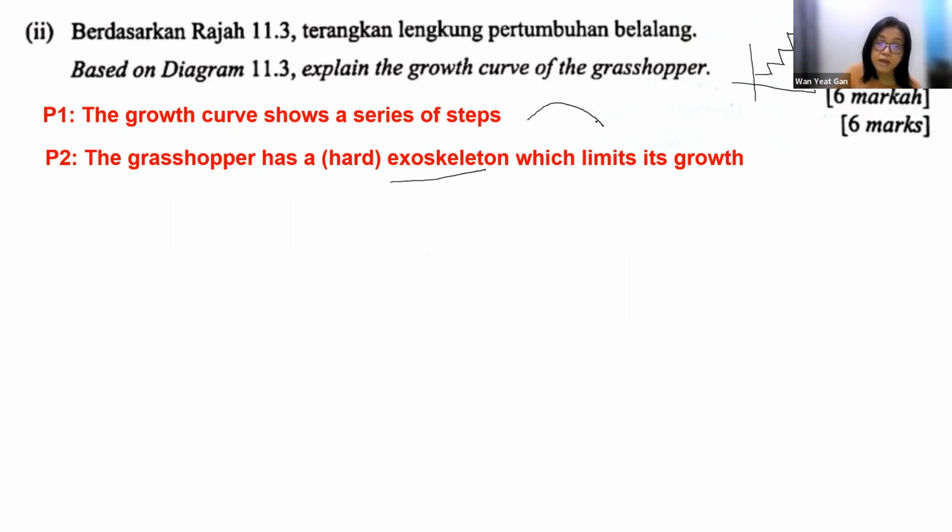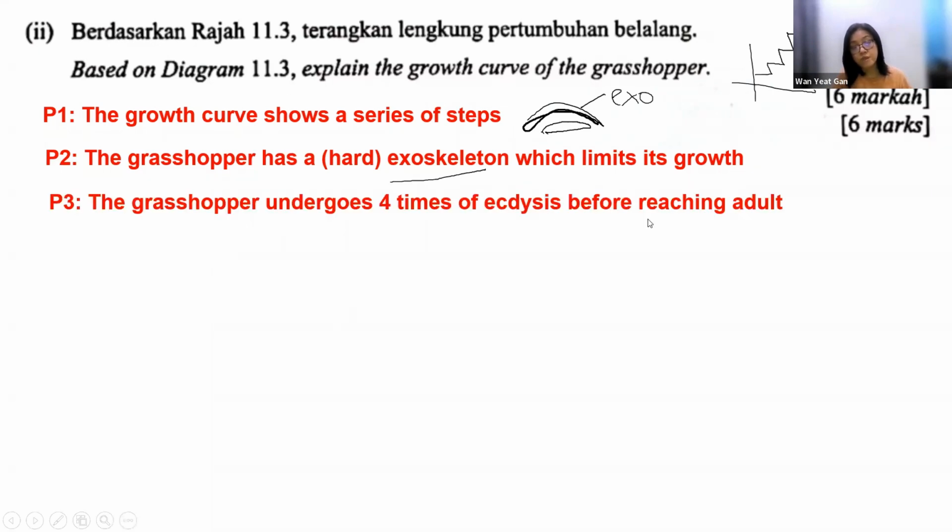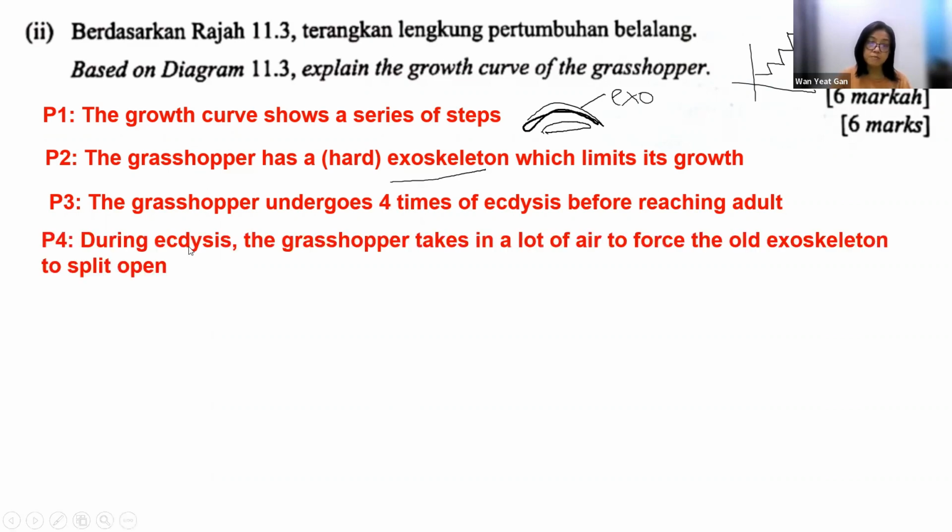The exoskeleton is a covering outside their body. So this is their body. This is the exoskeleton. This exoskeleton is like an armor that prevents it from growing. Okay, so in order to grow, the grasshopper would need to undergo ecdysis at least 4 to 5 times before reaching adulthood. Okay, so what happens during ecdysis?